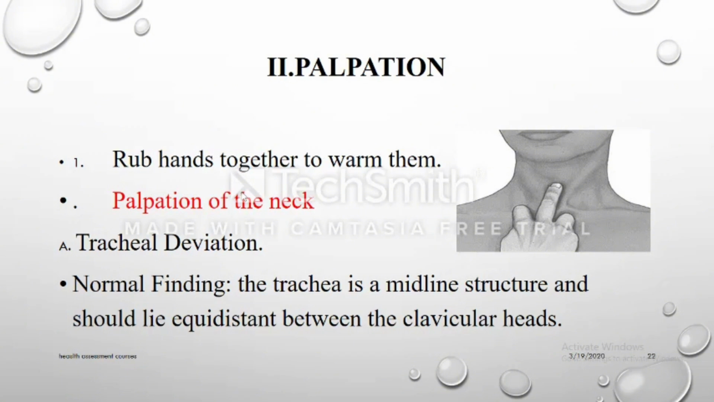For the palpation of the neck we have to identify if there is tracheal deviation, and the normal finding is that the trachea is a midline structure and should lie equidistant between the clavicular heads.